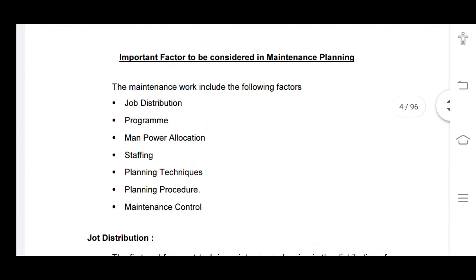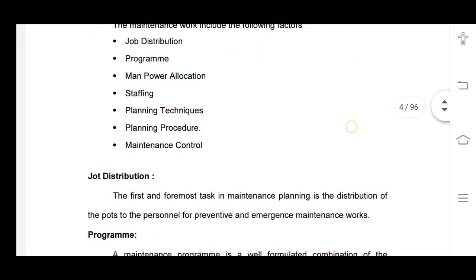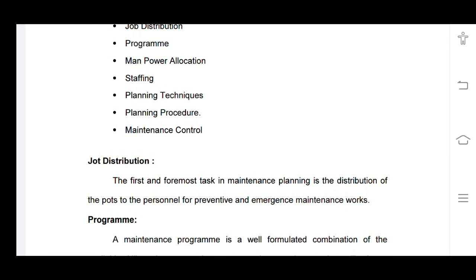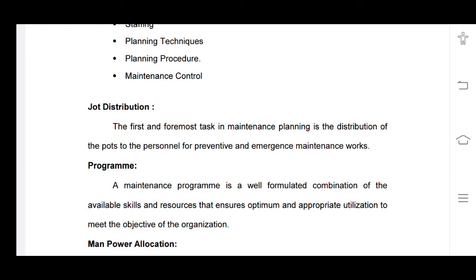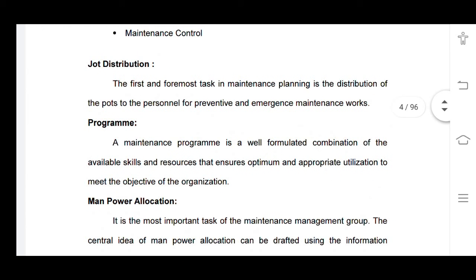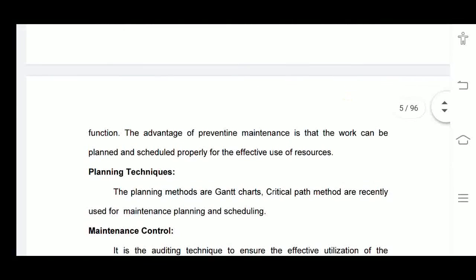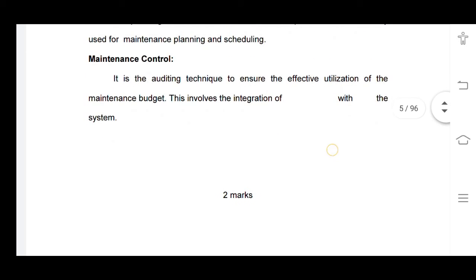So we are discussing the important factors to be considered in maintenance planning. Here is a minor error in the heading. It should be job distribution. So the first important task in maintenance planning is the distribution of the job to the personnel for preventive and emergency maintenance work. After that there is manpower allocation, which includes staffing and different planning techniques. Some techniques you have also studied in your manufacturing science and industrial engineering subjects. After that there is maintenance control.